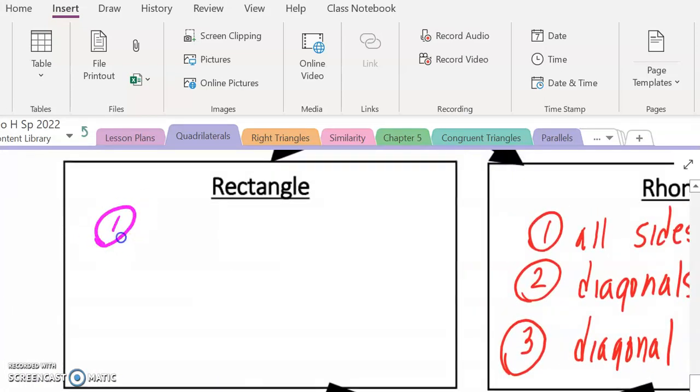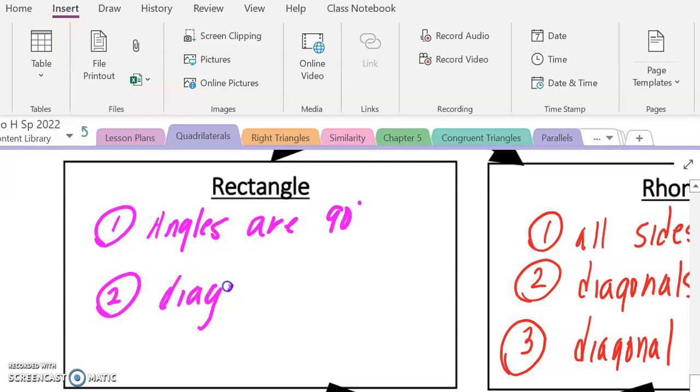So I'm going to go to my flow chart and I'm going to fill in those two. 1, angles are 90 degrees. And 2, diagonals are congruent. Sorry, I said perpendicular, but diagonals are congruent is what I mean.